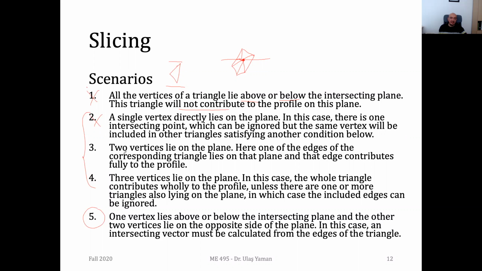Then if you look at the third one, two vertices lie on the plane. This is a very simple case. Let's make the slicing plane longer. In the third case, one of the edges of our triangle is directly on the slicing plane. So instead of doing computation like in the fifth case, we can simply store this as a starting point into our list of line segments, and this point as the end point into our list.